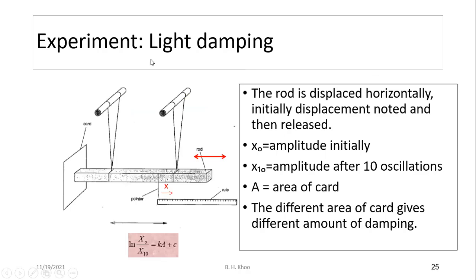In the lab, we can do this experiment. This is your string. This is your metre rule. This can be a piece of wood, and you can change this cut, changing the area to increase or decrease the damping. The bigger the area of the cut, the greater the damping.